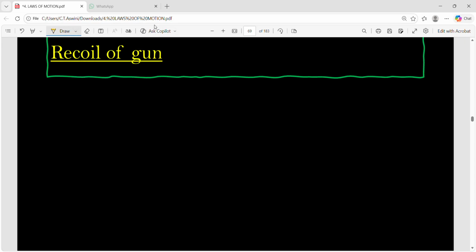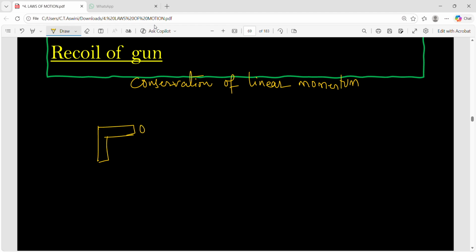Recoil of the gun. See, this is also based on conservation of linear momentum. I think we have discussed one problem. The force exerted on the person, the velocity of the person, it's the same thing. So just imagine firing a gun. Okay, so bullets are ejected out of the gun.